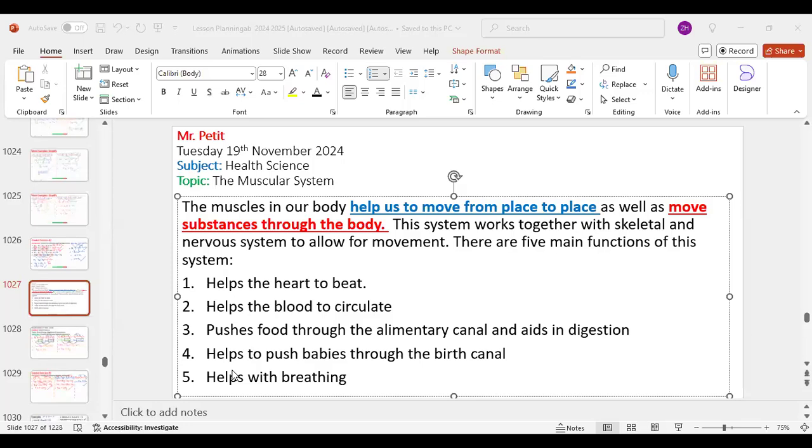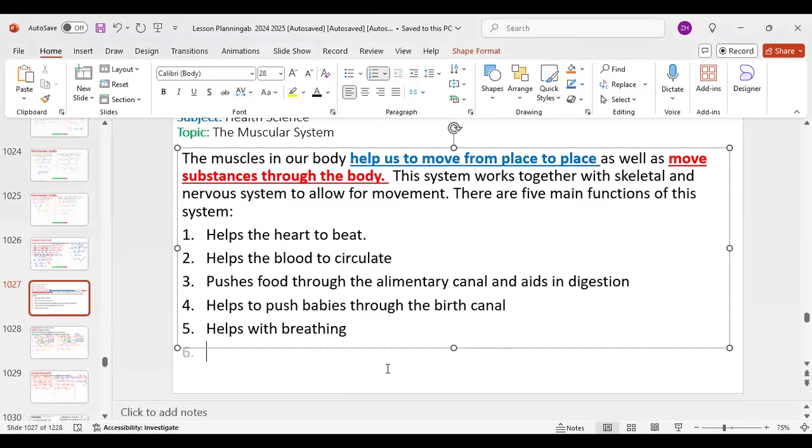What are the five functions of the muscular system? You mean me? I mean you, yes. It helps the heart to beat. It helps the blood to circulate. It pushes food through the alimentary canal and aids in digestion. It helps to push babies through the birth canal and it helps with breathing. Very good.